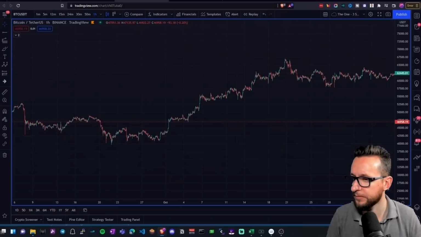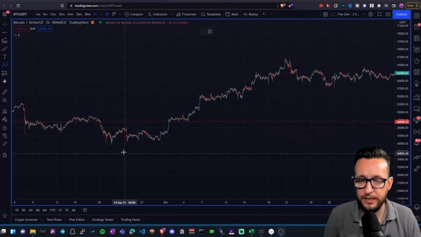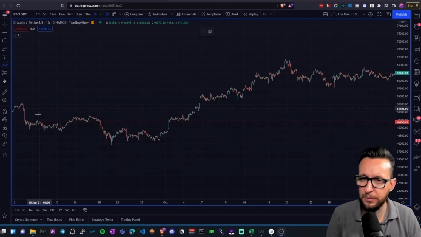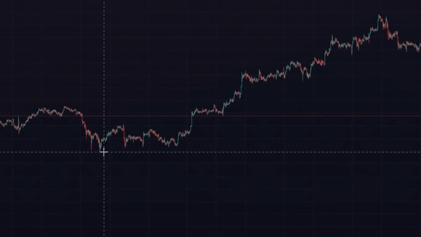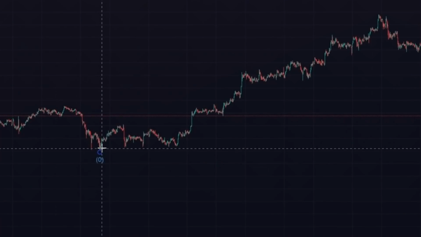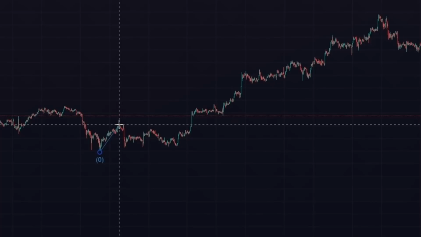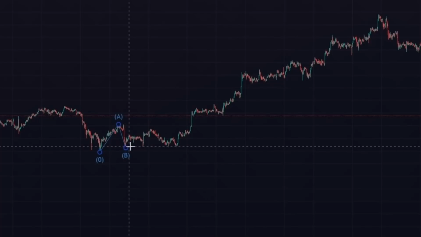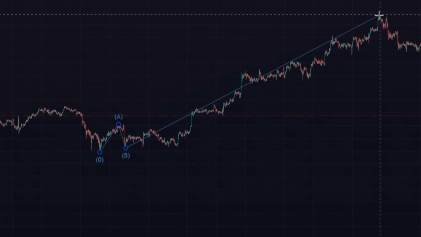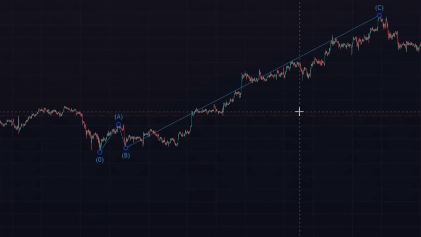Okay, so we're going to try and predict a reversal. So you can see we're in a kind of consolidation, but a downtrend here. So our first point would be the lowest low here, and we're going to create a new higher low, which is just here. And then we're going to try and predict this longer C leg.